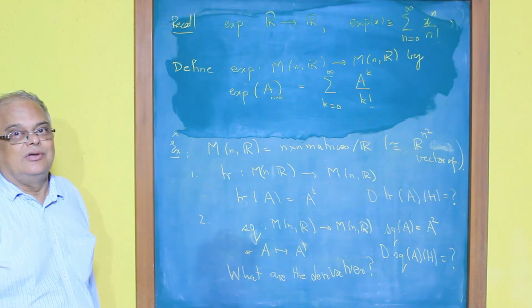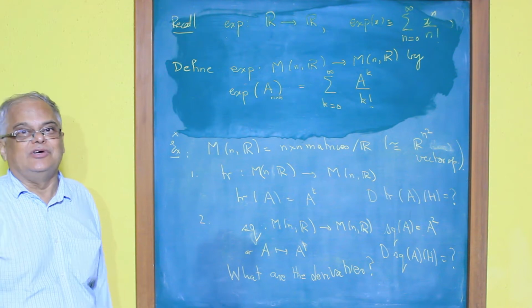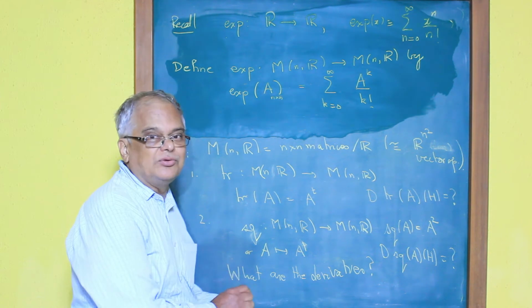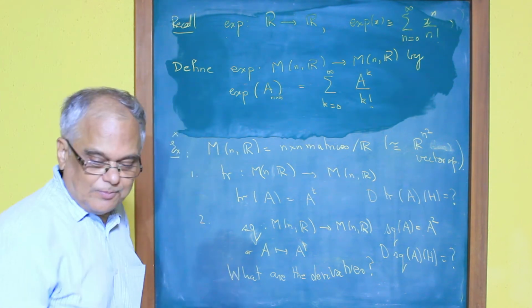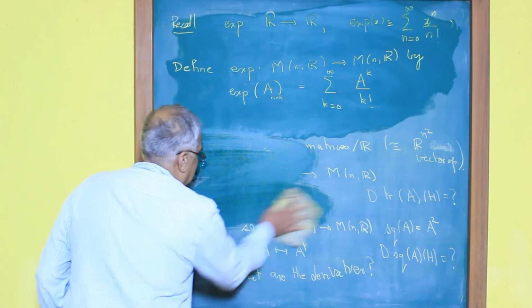M_n(R) is a Banach space. This is a Cauchy sequence. Every Cauchy sequence converges in a Banach space, and therefore that exponential exists. It's a different question of how to actually calculate it. So, this is the definition of exponential.